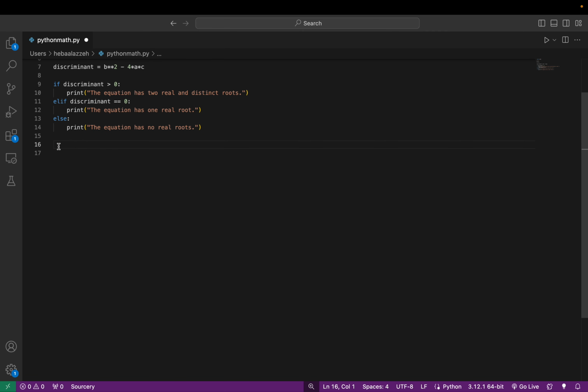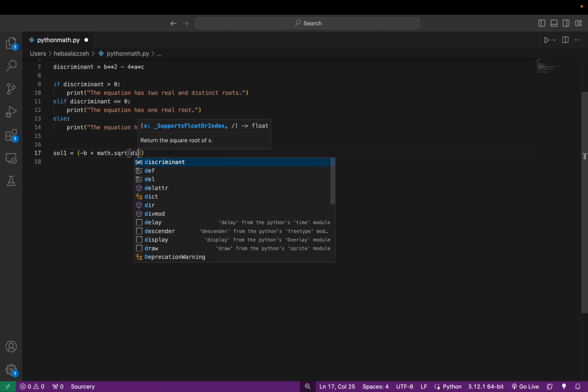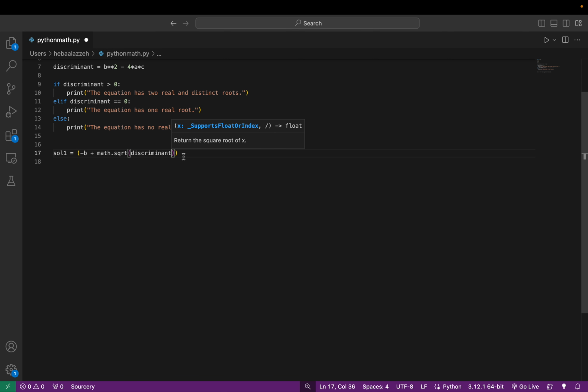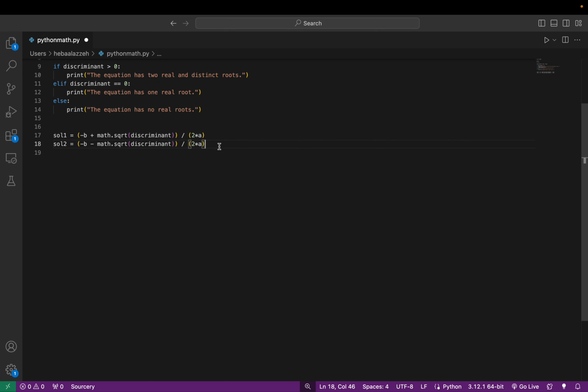So I'm going to calculate 2 separate solutions. So my first solution is going to be equal to negative b plus math, and then we're going to use the square root function, dot square root of the discriminant, divided by 2a, or 2 times a, all over that. And then I'm just going to copy and paste and make my second case, which is going to be my second solution. But in this case, it's going to be minus, because we have that plus or minus in the quadratic formula.